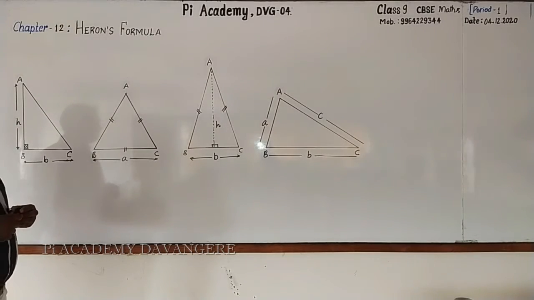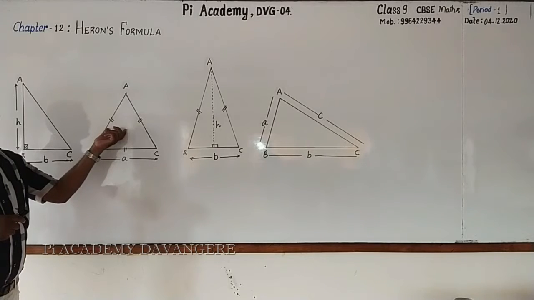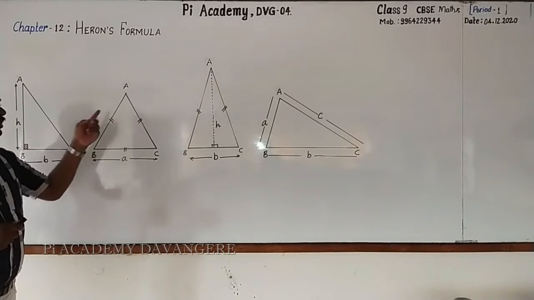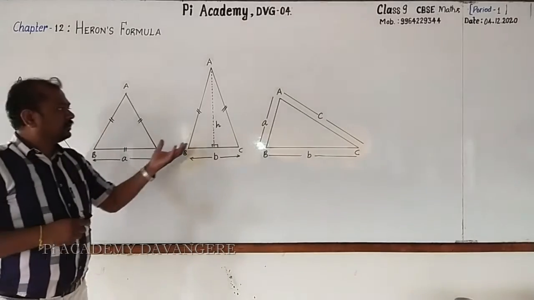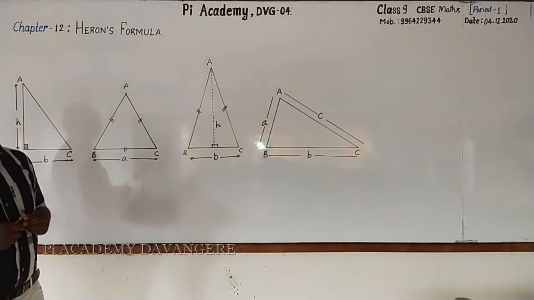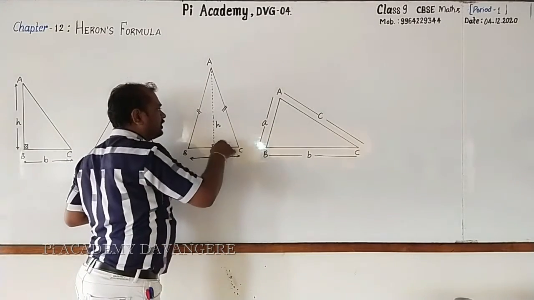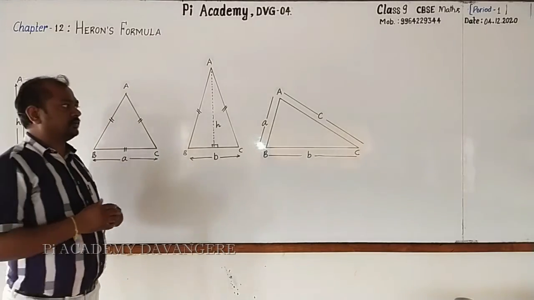Then go to the second one. What type of triangle is it? It is an equilateral triangle. A triangle in which all the three sides are equal is called an equilateral triangle. Third one, very good. It is an isosceles triangle. That is, a triangle in which two sides are equal is called an isosceles triangle.